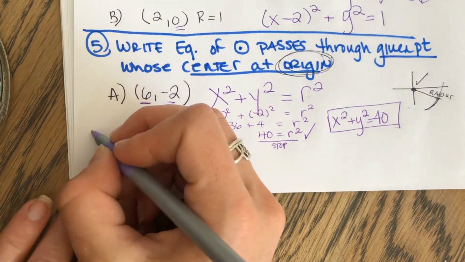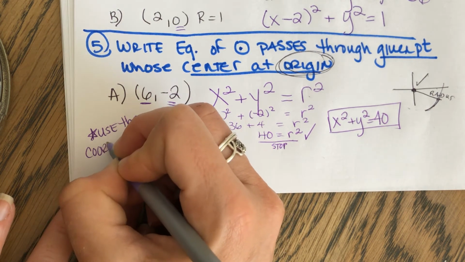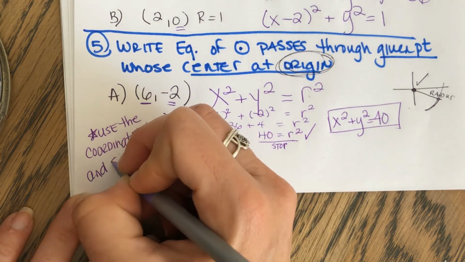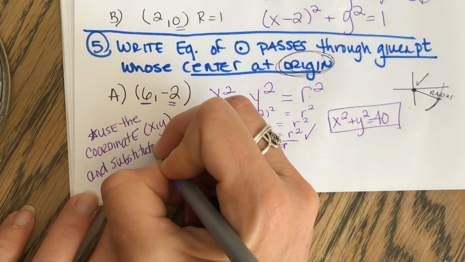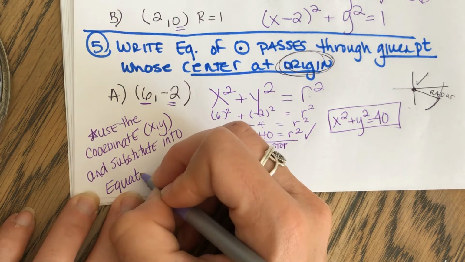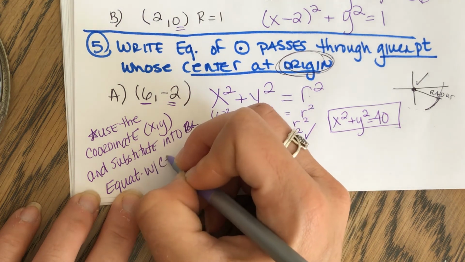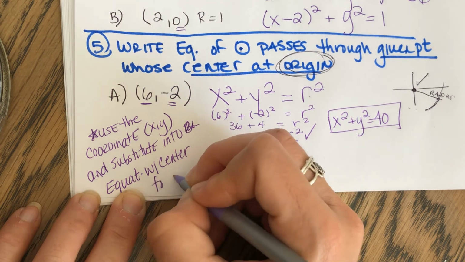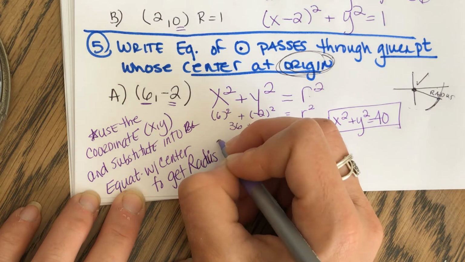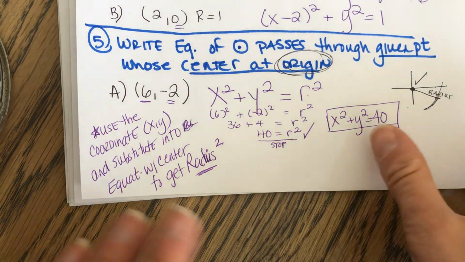So if you want a little bit of a note, I'll put a little star here. We'll say use the coordinate x, y, and substitute into the equation with the center to get the radius squared. You want the radius squared. Let me do another example so hopefully it makes sense, but that's all you have to do for this one.